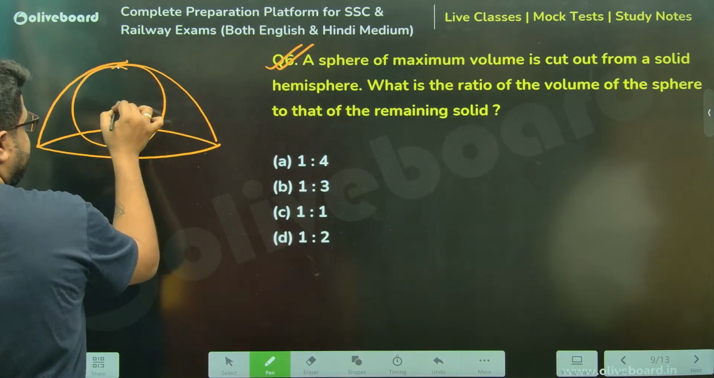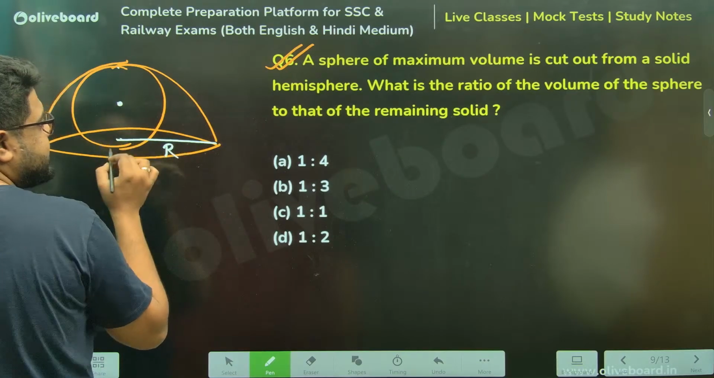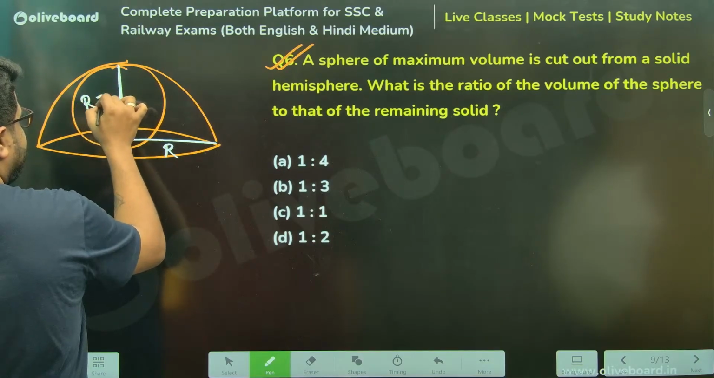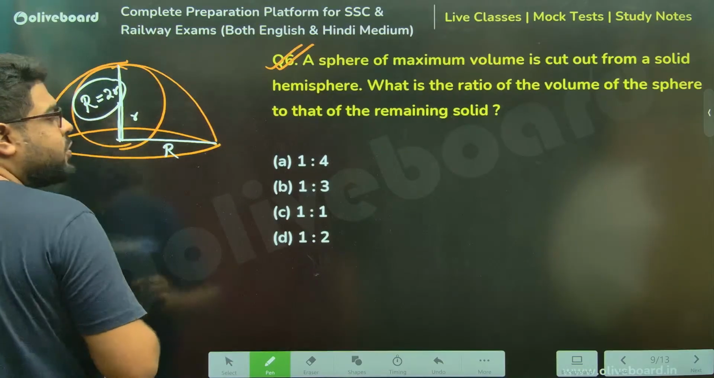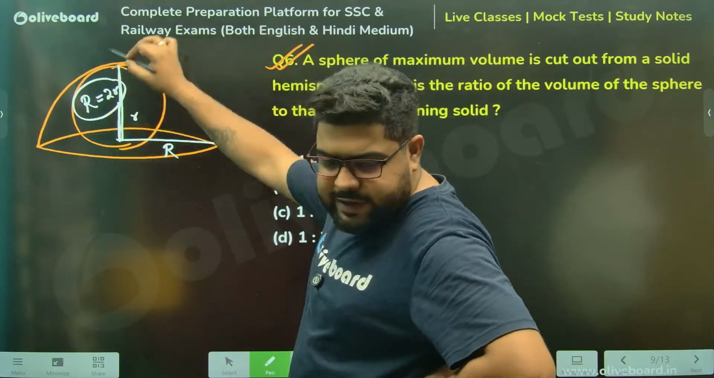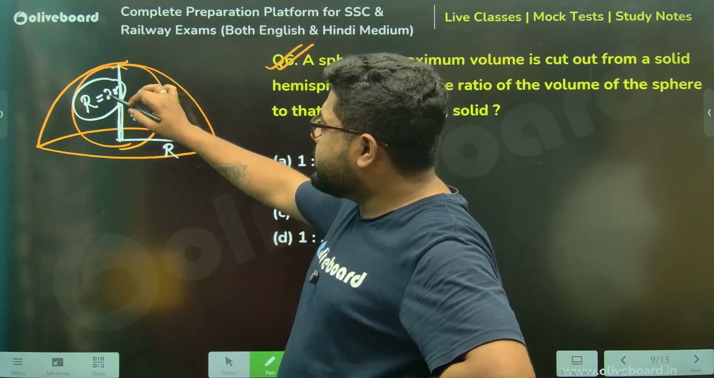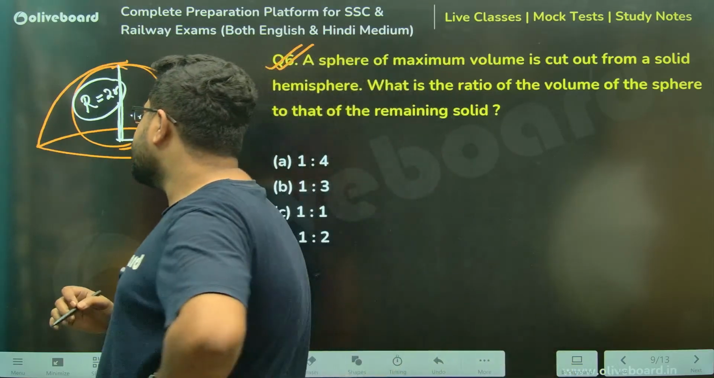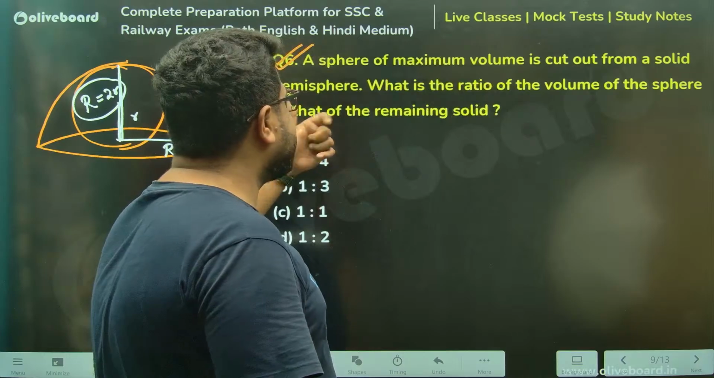Sir, please understand, if this is the radius of the bigger hemisphere, so this will be capital R, and if this is small r, the radius of the smaller sphere, then R equal to 2r. This is the diameter of the sphere and this is the radius of the hemisphere. So the radius of the hemisphere is equal to the diameter of the sphere. So from there I'll get something. Ratio of the volume of the sphere to that of the remaining solid.